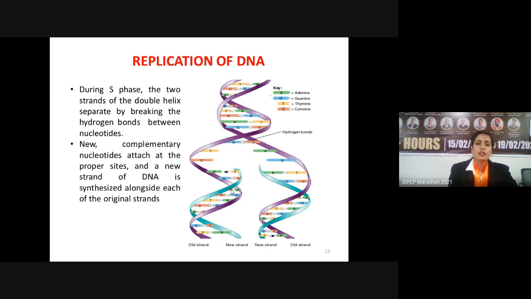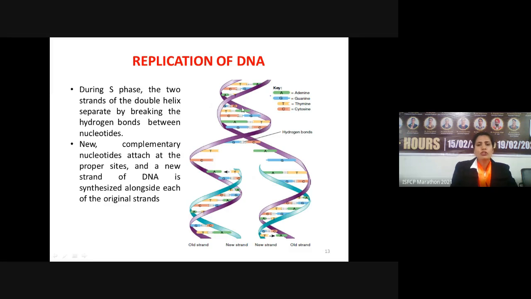So this is the part where the replication of the DNA occurs, that is the S phase. So how does the DNA replicate during the S phase or the synthesis phase? How are two strands of DNA synthesized from a single strand?